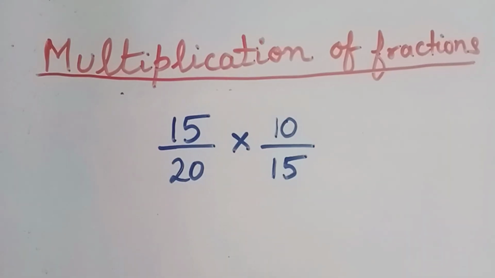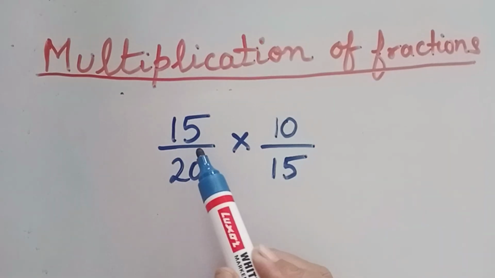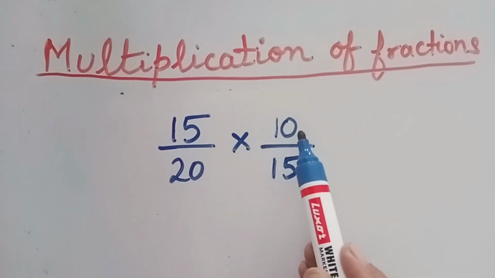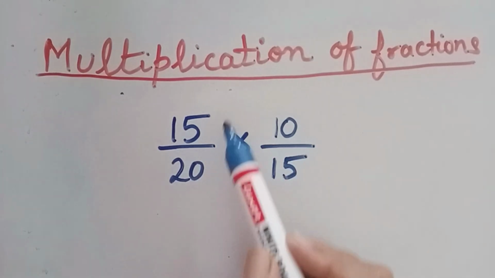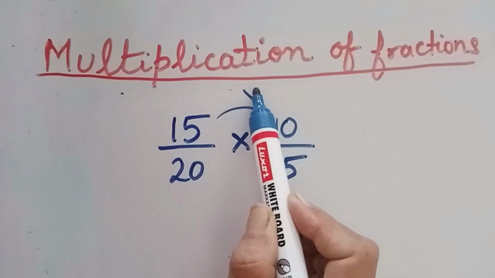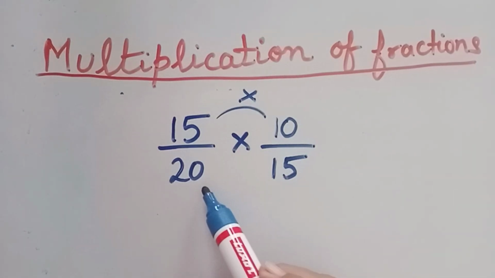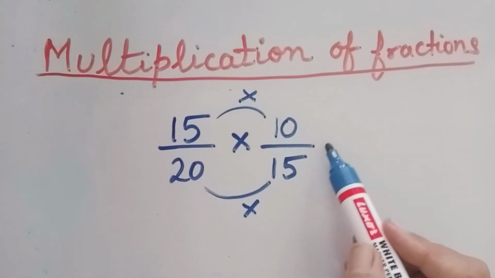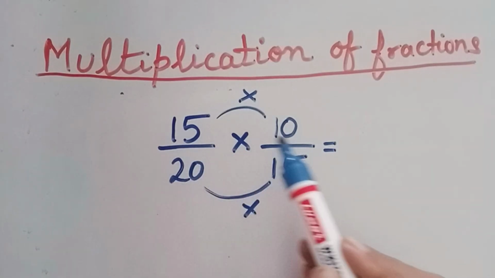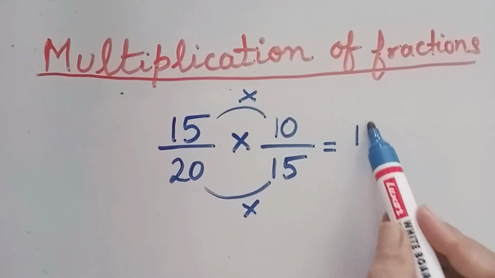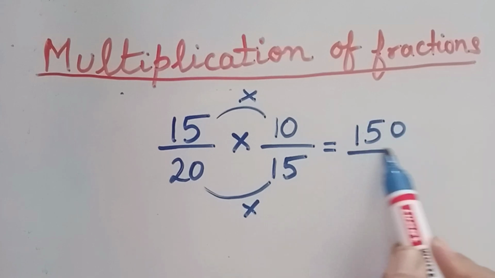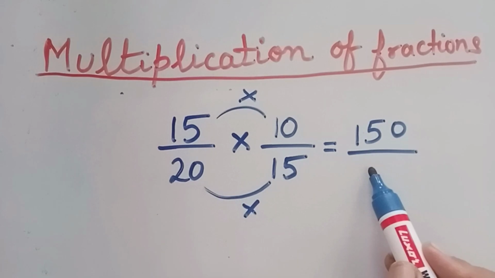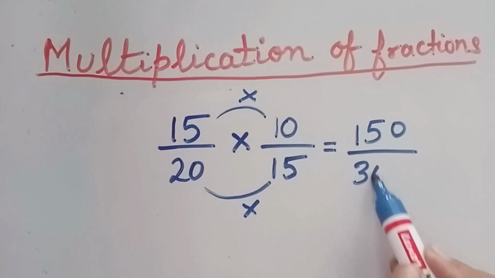Let us take one more example. So we have to multiply 15 by 20 into 10 by 15. So the first step is we will multiply the numerator and numerator. Second step is we will multiply the denominator and denominator. So let us multiply. 15 into 10 is 150. Now we'll put a divide sign. 20 into 15 is 300.